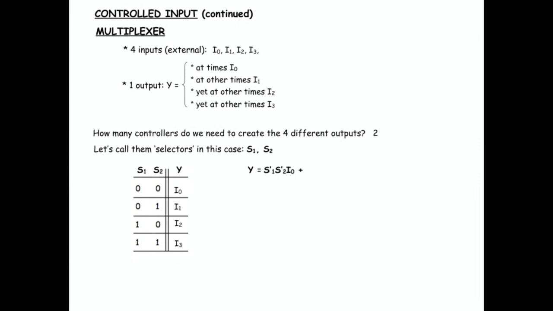So if we express this as a Boolean function, we can express the state of y in the first line as not S1, not S2, and I0. The second one is going to be not S1, S2, and I1. Then S1, not S2, and I2. And then S1, S2, and I3. Okay, so this is our y function, the function of the multiplexer.